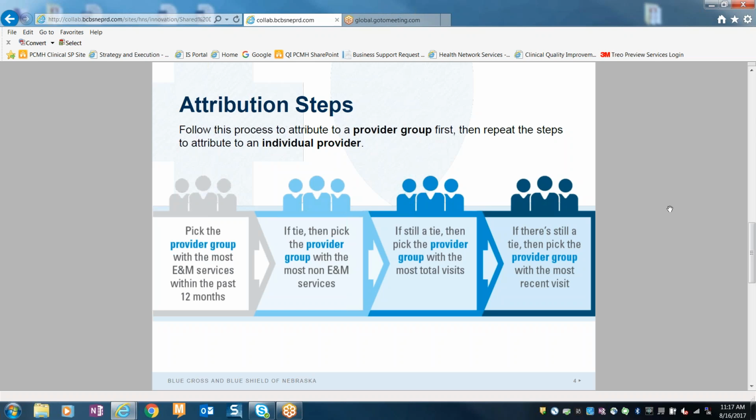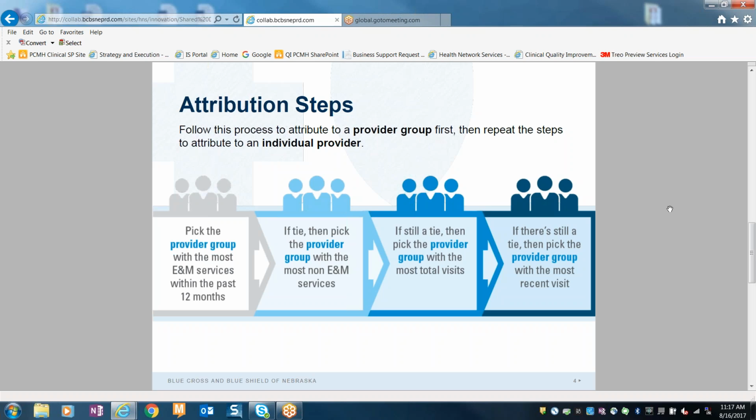But again, that happens very, very rarely that we need to get to that level of detail. Typically, we can identify the provider group with the most E&M services in the past 12 months, and then just pick the clinician with the most E&M services within that clinic, and then that's the primary care physician that the patient would be attributed to. The vast majority of patients, that's the way it happens.